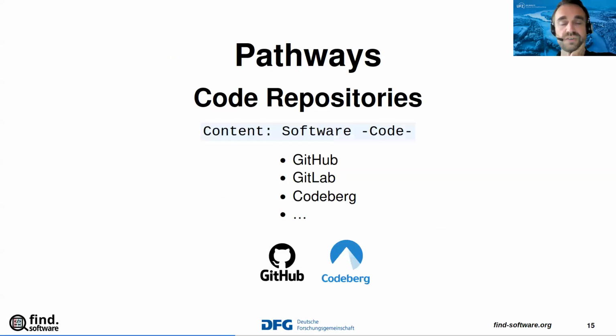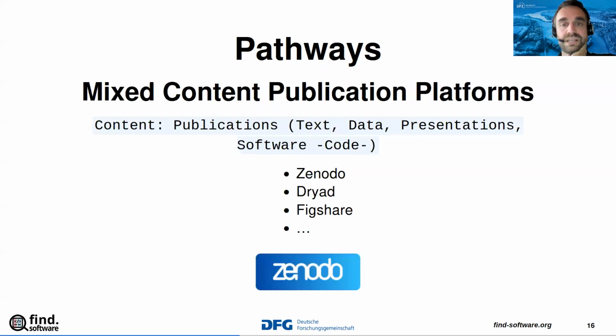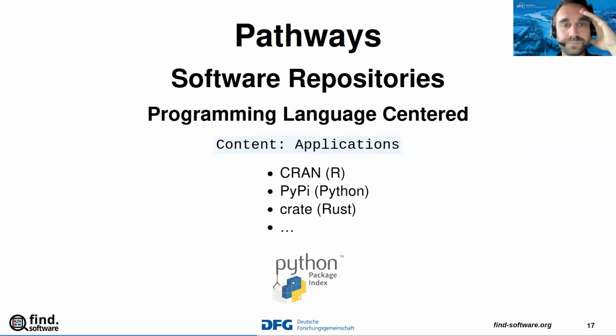So code repositories, not that much to say here. It's quite obvious: GitHub, GitLab, and so on. Mixed content publication platforms, with examples like Zenodo, Dryad, Figshare, and so on. And we try to avoid using the name mixed content publication repository because, when it comes to software, the term repository is quite ambiguous, let's say. So we try to avoid that here.